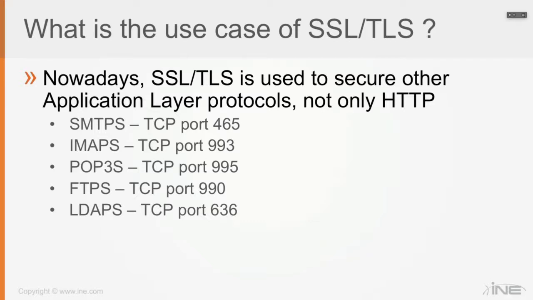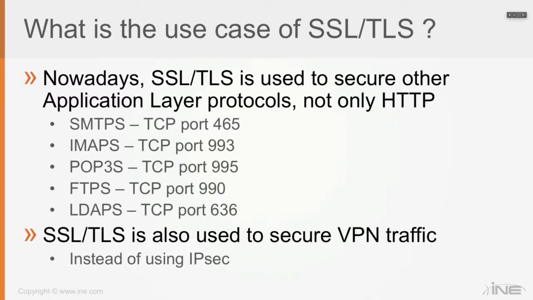One of the use cases of LDAP is to speak with an Active Directory database schema, where Active Directory is nothing else but a schema of objects like users, computers, and attributes of those users and computers. And of course, for the scope of our class, SSL and TLS is also used to secure VPN traffic. So instead of using IPsec, you may want to use SSL or TLS to fire up a secure VPN connection between two sites or between a remote access user and one site.